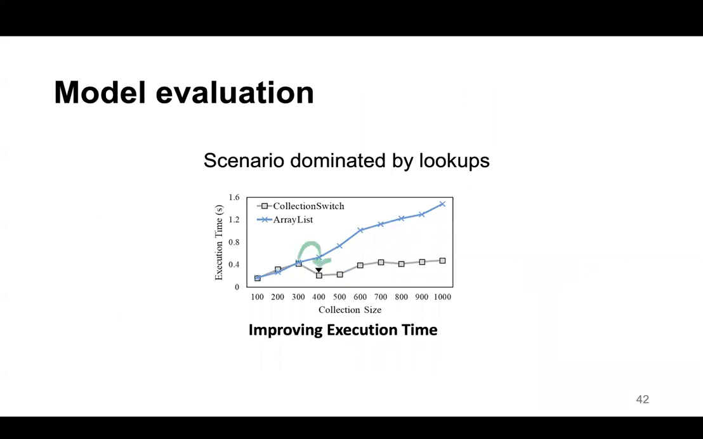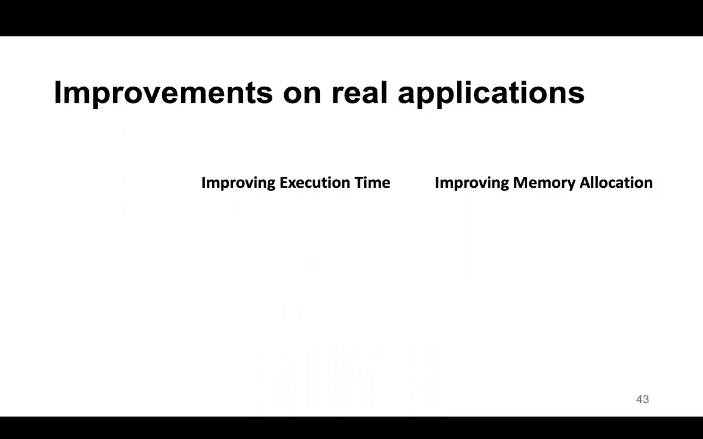And here's an example of a scenario dominated by lookups. Over time, the collection size increases. The blue line is the array list, while the other one is the collection switch. And you can see at some point, it switches to a more efficient implementation based on the collection size. Okay, that's all good and dandy, and the idea kind of works well, but can we improve real applications with that?